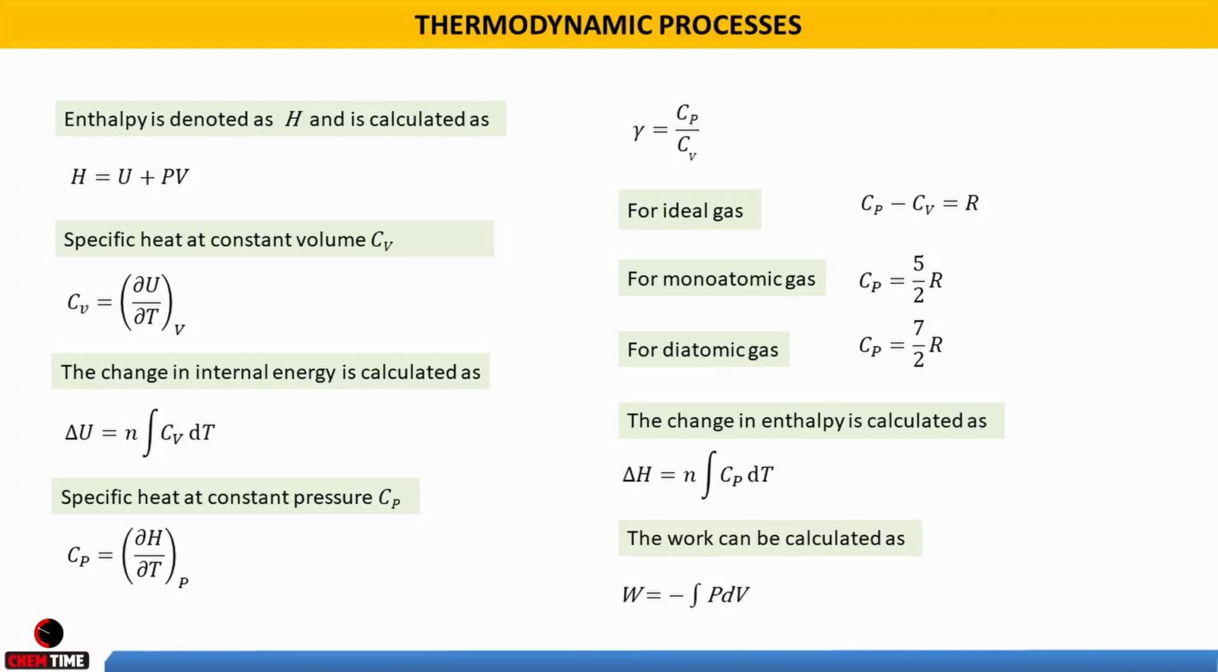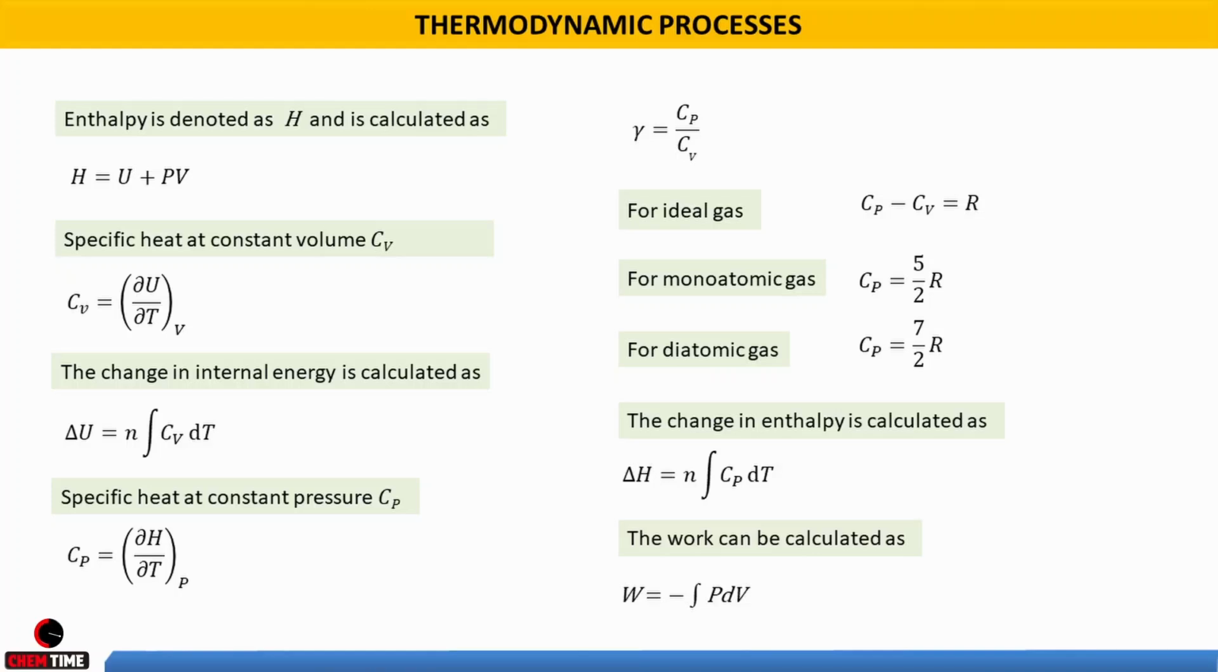And the change in internal energy can be calculated as delta U is equal to n integral Cv dT. n is the number of moles and Cv has to be in that case joules per mole Kelvin. The specific heat at constant pressure is denoted as Cp and is given by dou H by dou T at constant pressure, that is, a differential change in enthalpy for a differential change in temperature at constant pressure. And the ratio of specific heats is gamma, and that is given by Cp by Cv.